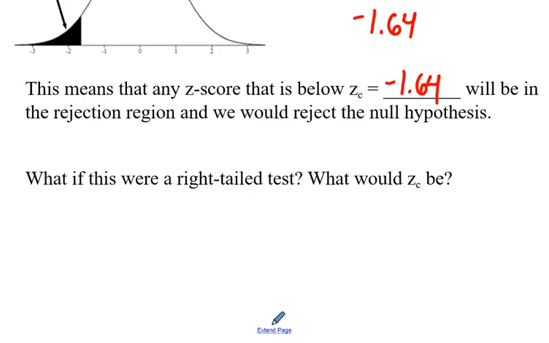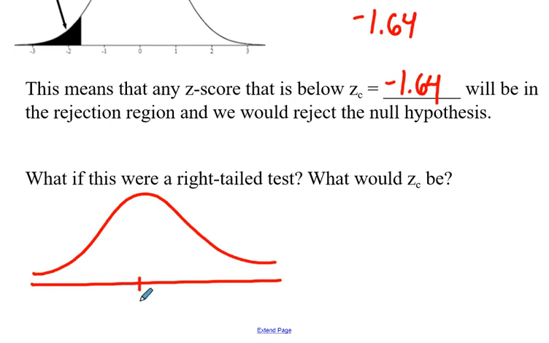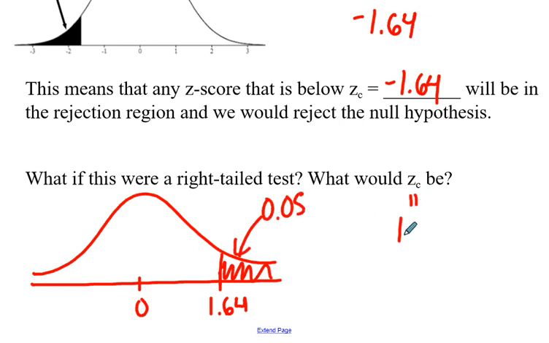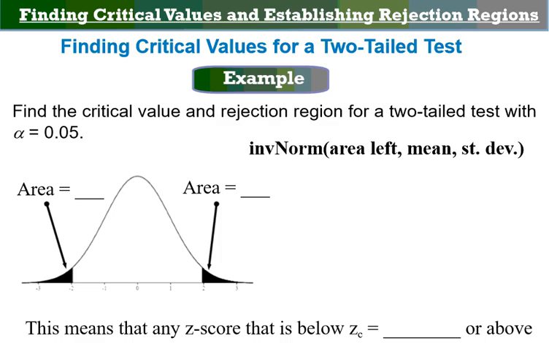What if this were a right-tailed test? Well, if this were a right-tailed test, by symmetry, it'd be the exact same scenario. It would just be at positive 1.64. That would be the probability corresponding to 5%. So zc would be positive 1.64 for a 5% level.